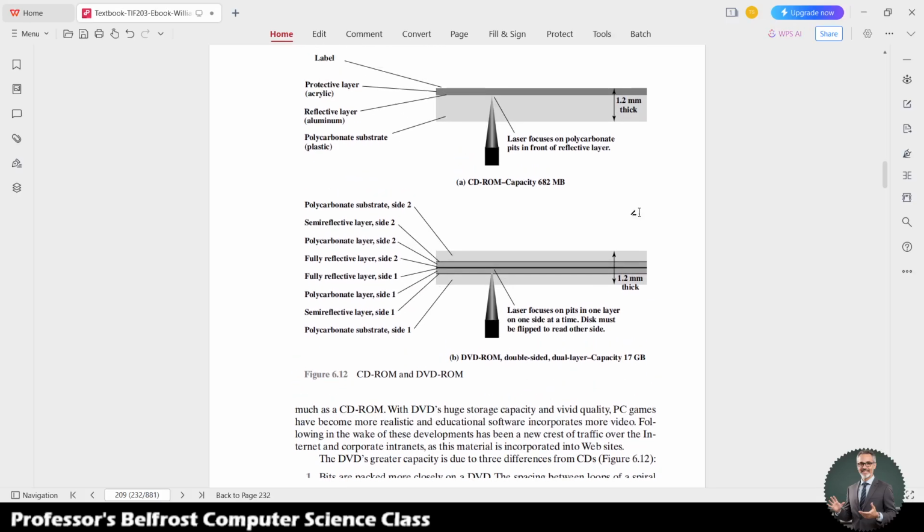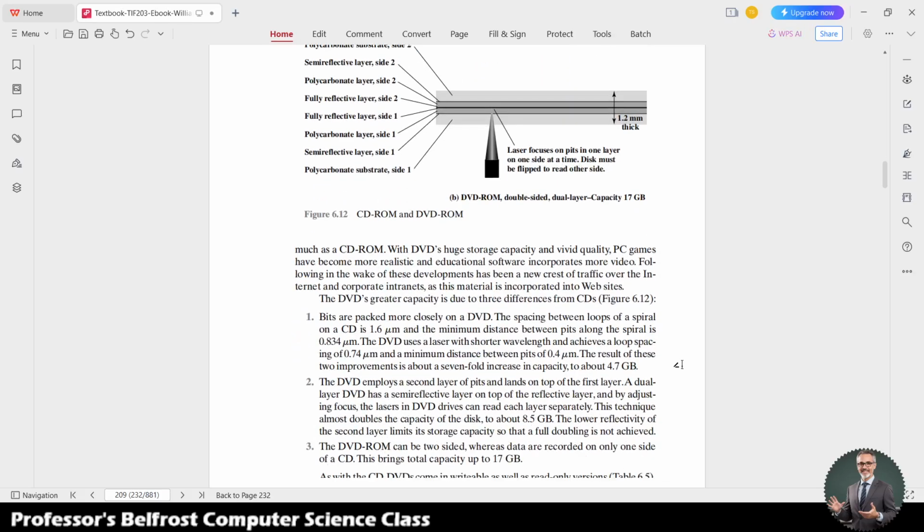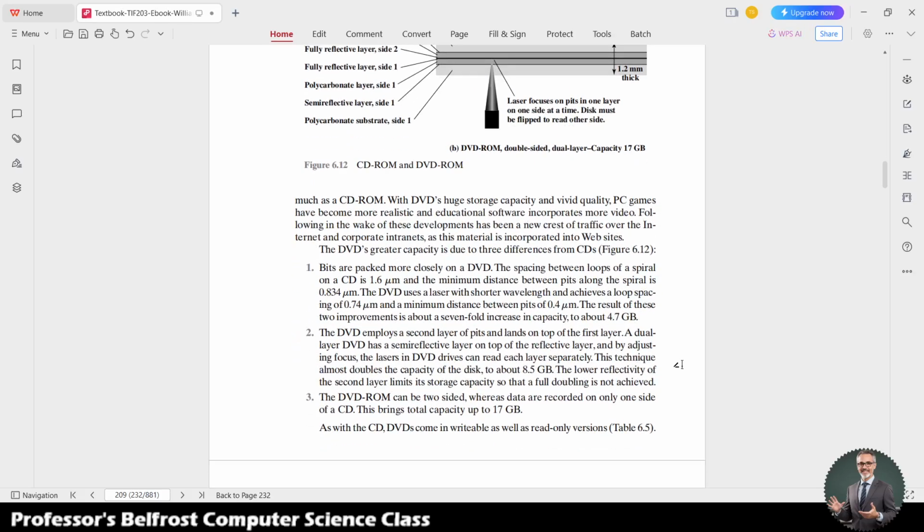Okay, you can see the difference between the CD-ROM and the DVD-ROM, right? The DVD's greater capacity relative to CD-ROMs is due to three differences from CDs. First, bits are packed more closely on a DVD.